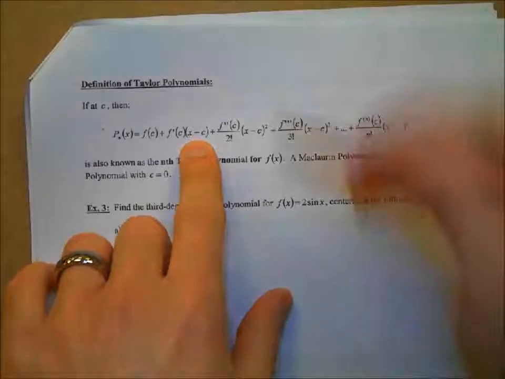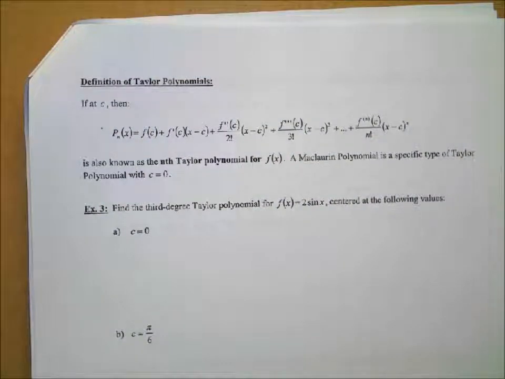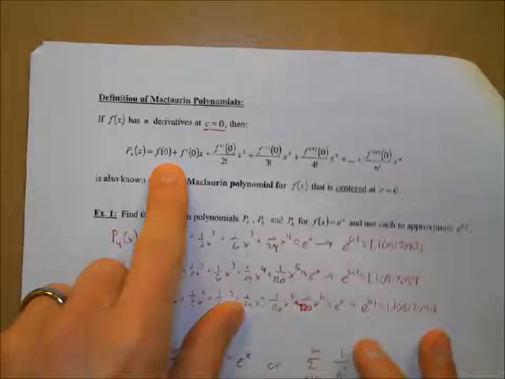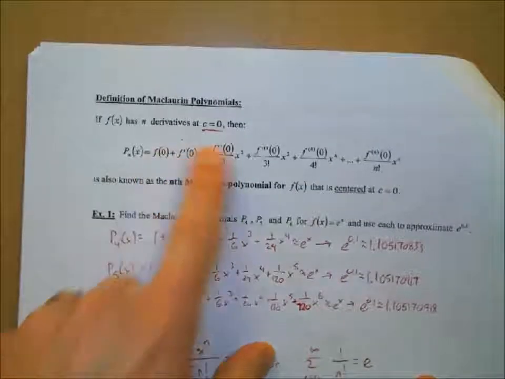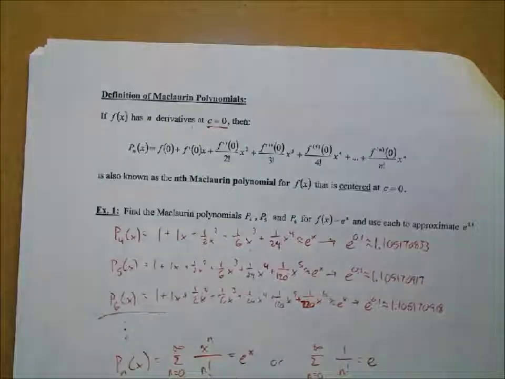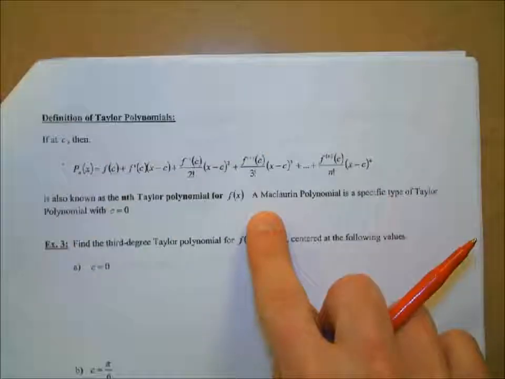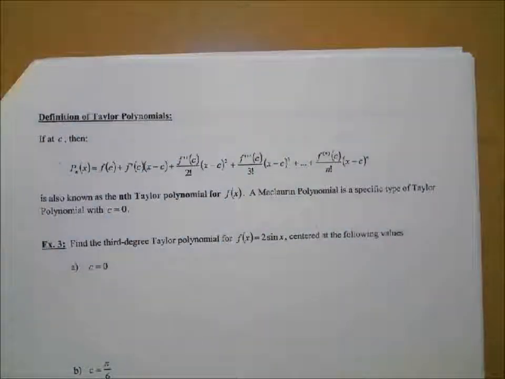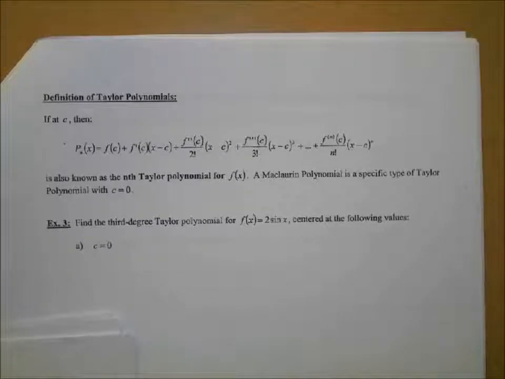And then it becomes f double prime of c all over 2 factorial, times x minus c squared, and so on and so forth. All we did here was take our Maclaurin and, rather than being centered at 0, now we're centered at some generic value c, so all those zeros get replaced with c's, and all these x's we're transforming to x minus c, shifting left or right. So it's x minus c squared, x minus c cubed, x minus c to the 4th, and so forth. Like I said earlier, a Maclaurin polynomial is just a specific type of Taylor polynomial with c equal to 0.